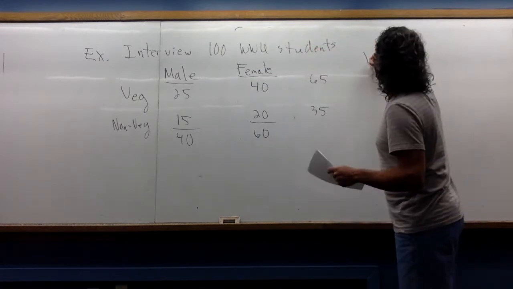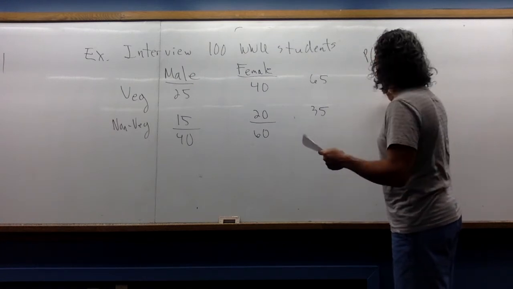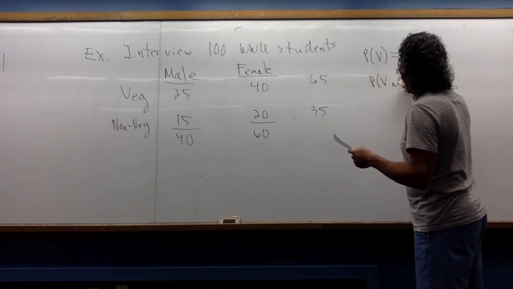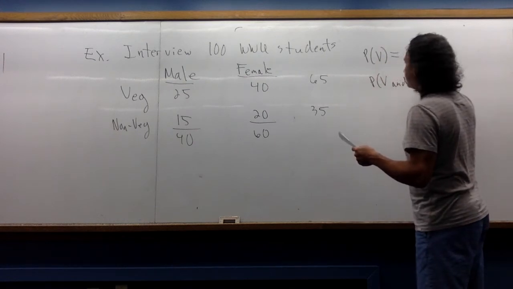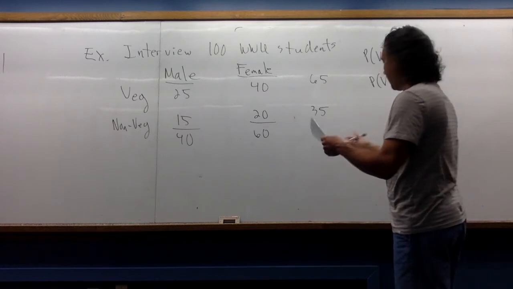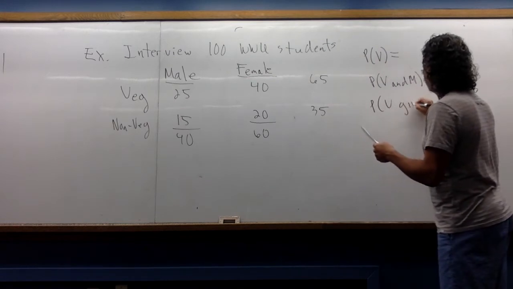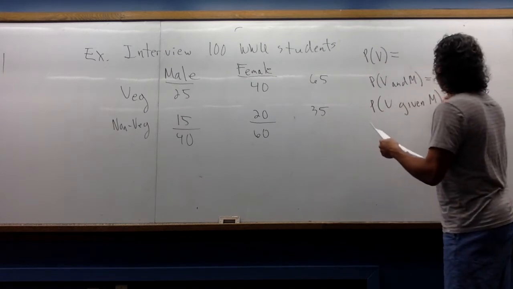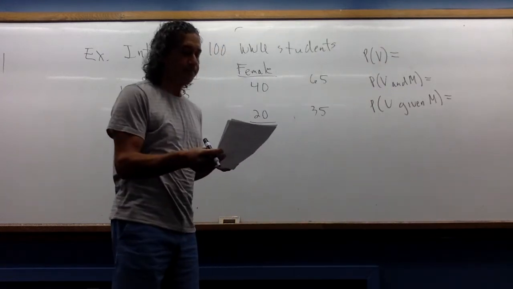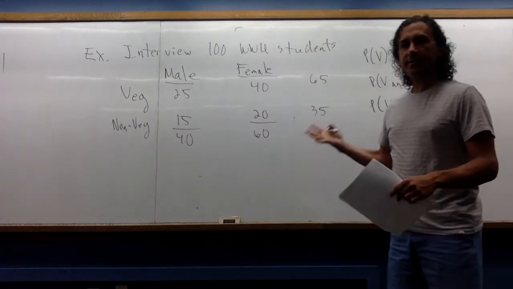So what I want you to do is find the probability of being vegetarian, the probability of being vegetarian and male, and the probability of being vegetarian given that a person is male. Given is the same thing as knowing. So stop the video, give those a shot with these numbers.